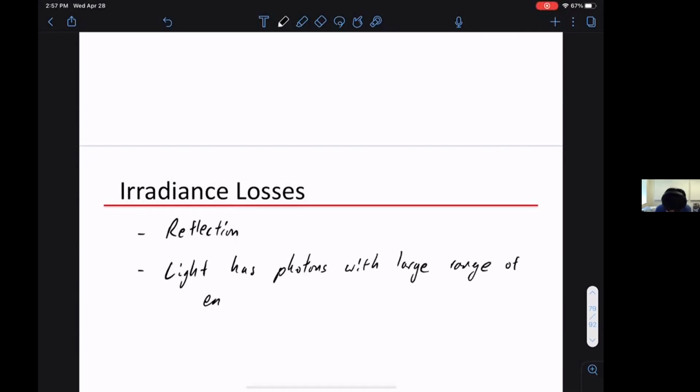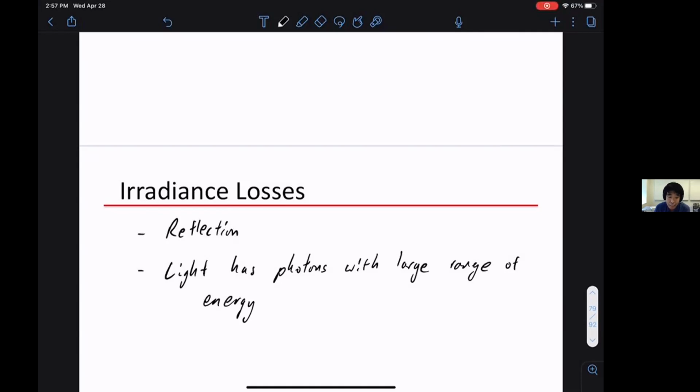And we only capture the ones that have the right amount of energy, right? So some don't have enough energy to excite electrons, so it doesn't matter at what intensity, they won't generate current. Some have too much energy and convert more to heat rather than current. So we need to capture the right energy photons, which again is material dependent.